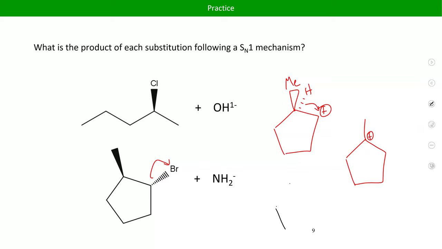So the final product here is going to be NH2 and a methyl group attached to the same carbon. I just rotated it so I had room to draw, but it's still that same carbon.